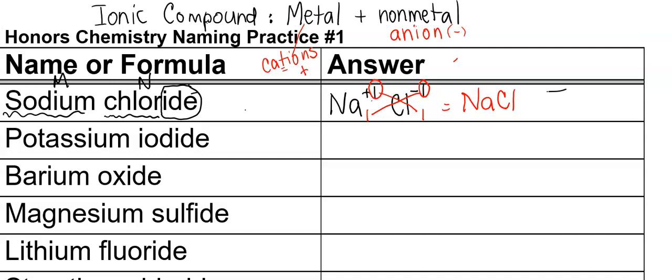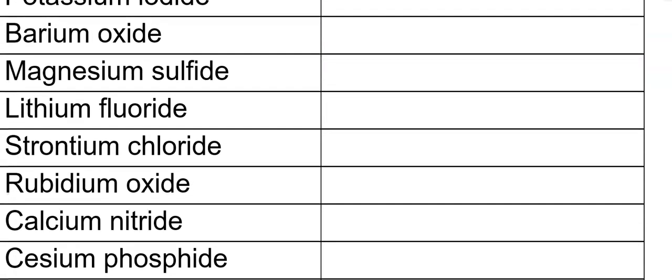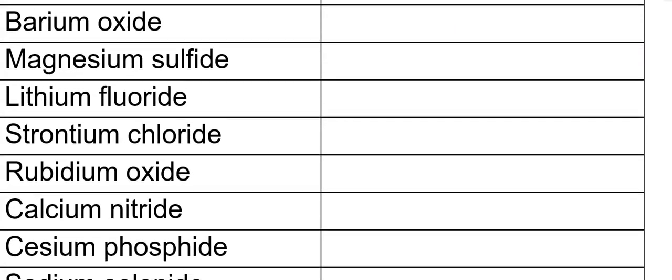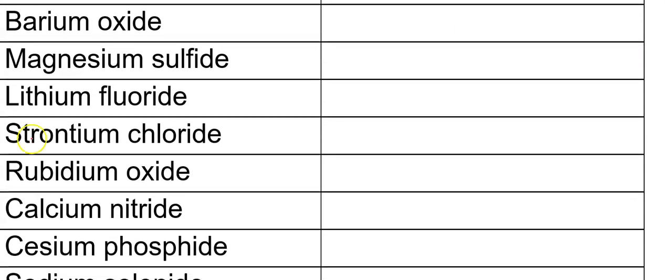All right, let's go further down and find another example. I'm going to do strontium chloride. So look at the name strontium. It's capitalized in the writing, the first word, it's an entire form. Strontium is Sr on the periodic table. It's in the second group, alkaline earth metals, and it's a +2 charge.